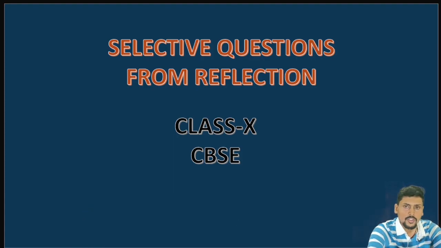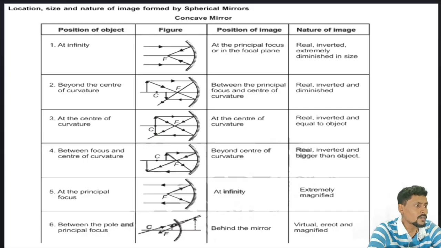But before going to solve all those questions, we'll first revise few important concepts of this chapter, like the image formation by concave mirror and convex mirror, what is mirror formula, what is magnification, different formulas for magnification, and what are the significance of magnification. So after revising all those concepts, then we'll proceed to solve the questions. So let's begin.